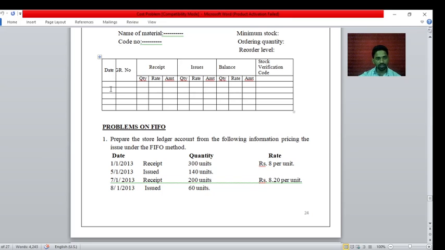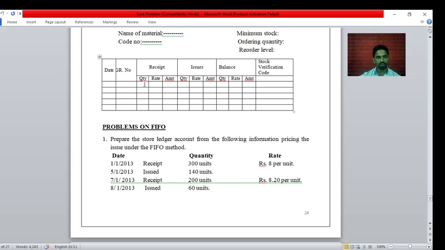So in this date column you have to put the date, 1/1/2013. If the GR number is given, then put it, otherwise make it a dash. There are two columns, the receipts column and the issue column. Now this information is related to the receipts. It means these 300 quantities we have to put in the receipts column.